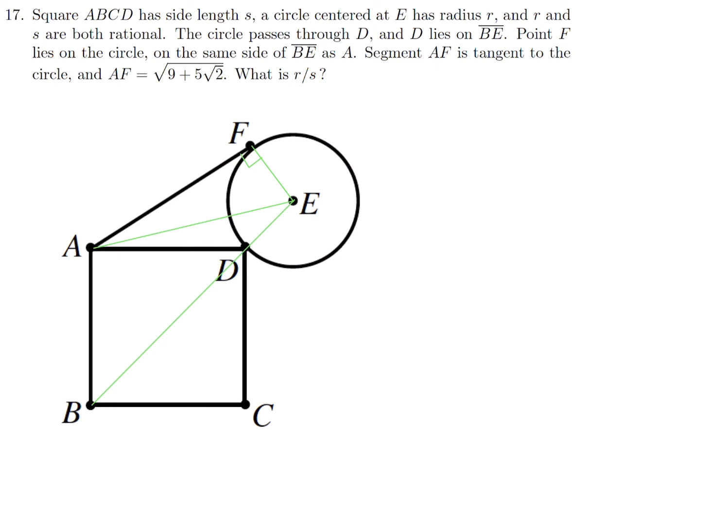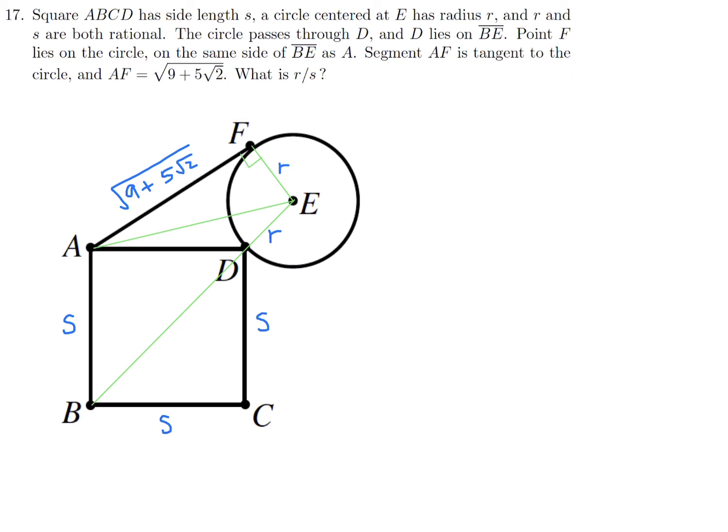All right, let's start labeling as much as we can. AF, they tell you, is 9 plus 5 root 2, all under the square root sign. F to E is R, which is the radius. E to D is the radius. And they also tell you that the square has side S, like that. And I think that's it in terms of labeling.